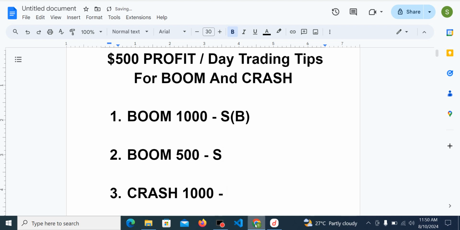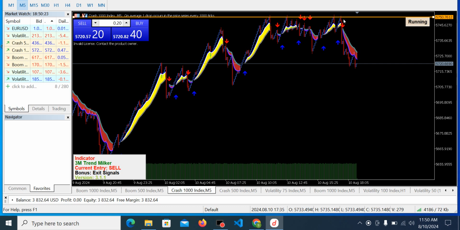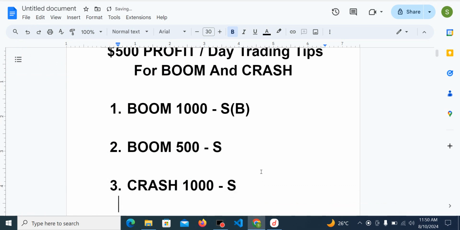Next asset is going to be Crash 1000. Let's check it out right away. This is Crash 1000. Crash 1000 started an uptrend from this support zone, and it bought till it got to this resistance zone. It was unable to break out from there. You can see it retesting it several times, but it was unable to break out from there, so it started a downtrend right from there. So this is going to be more of a selling opportunity than a buying opportunity.